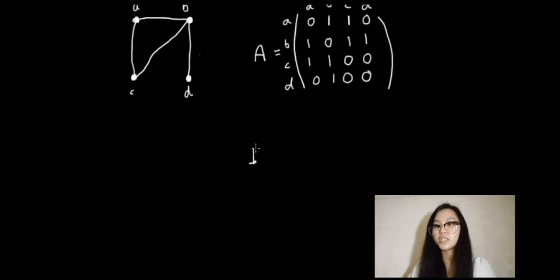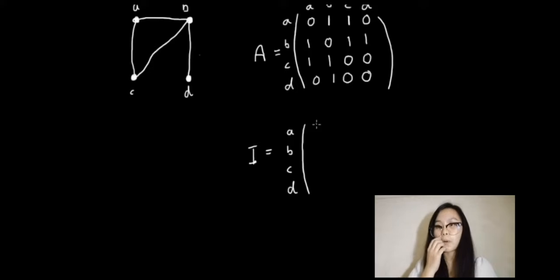Now the incidence matrix is slightly different. We start by forming a matrix with the same number of rows as we have vertices. So in this case, I'm going to have 4 rows. With the incidence matrix, each column represents an edge.